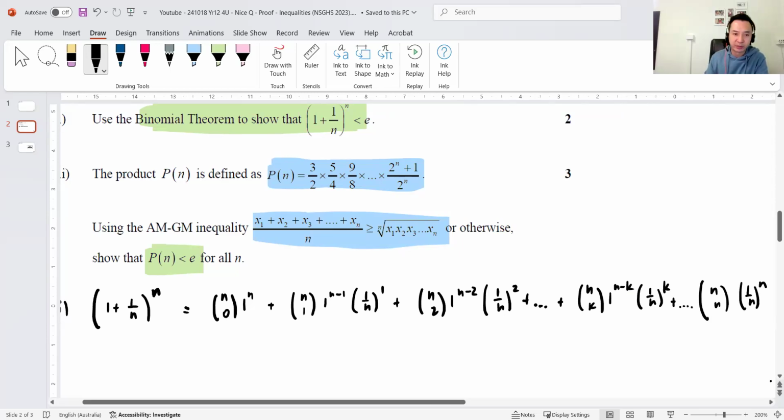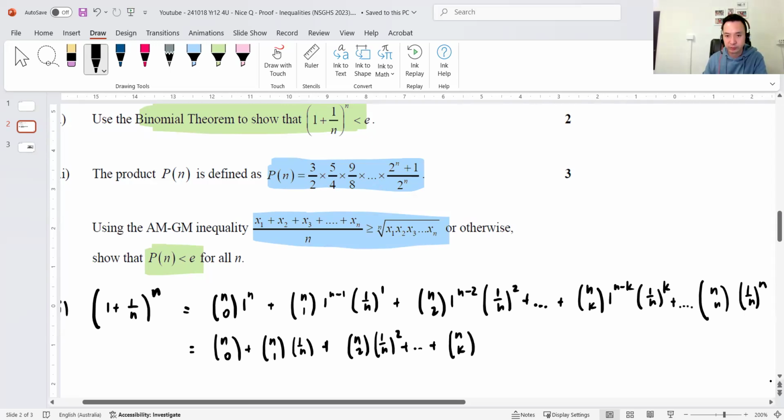And so basically what that is, nC0, plus nC1 times 1 on n, plus nC2 times 1 on n squared, all the way to, I'll put in the general term. Yeah, put in the general term. Okay, then last one. Yeah, just to visualize what I want to do with this.